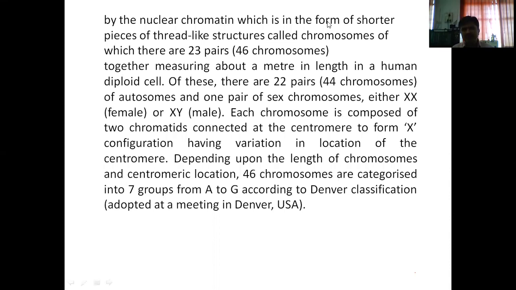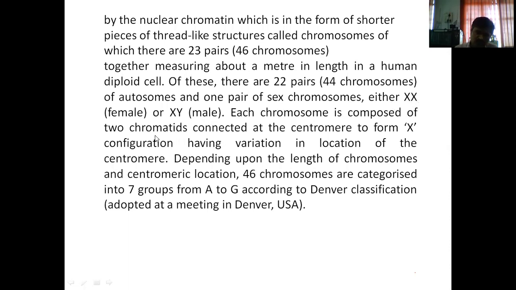Now the next thing is the nuclear chromatin, which is in the form of short pieces of thread-like structures called chromosomes, of which there are 23 pairs. 46 chromosomes together measure about a meter in length in a human diploid cell. Of this, 22 pairs come under the autosome category, 44 chromosomes, and one pair of sex chromosomes, either XX or XY. XX is present in female and XY is present in male. One chromosome is small in case of male, and the two chromosomes are of equal size in case of female.